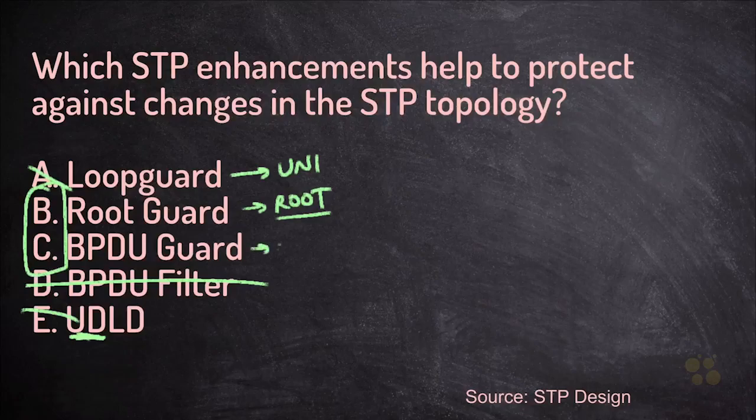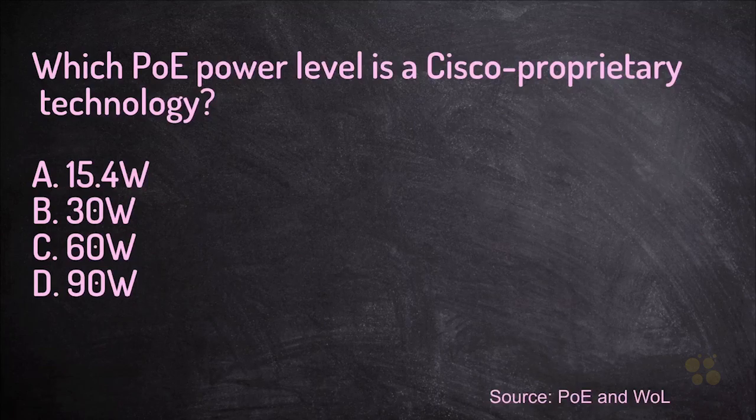And BPDU guard is going to help us at the access layer, at the edge, essentially, when somebody comes in and brings a switch from home and plugs into the network and starts generating BPDUs. We're not interested in that. So again, B and C are our answers. Root guard and BPDU guard are going to help protect against changes to the STP topology that we have intentionally established. Last question. Which PoE power level is a Cisco proprietary technology?